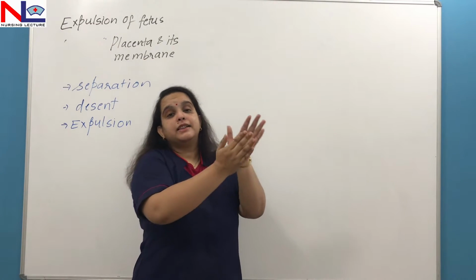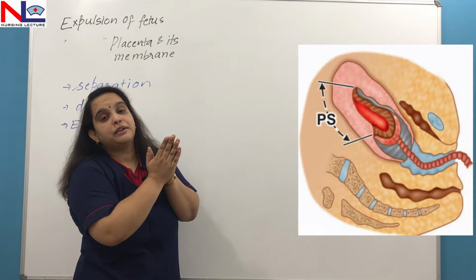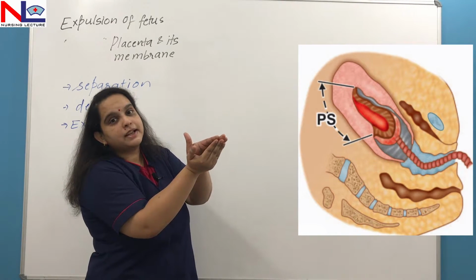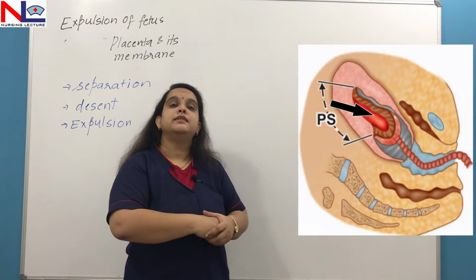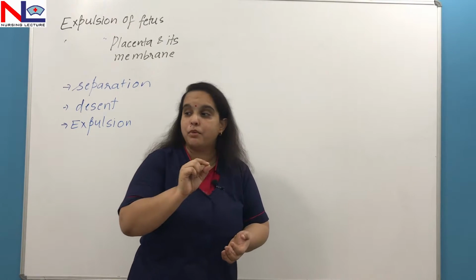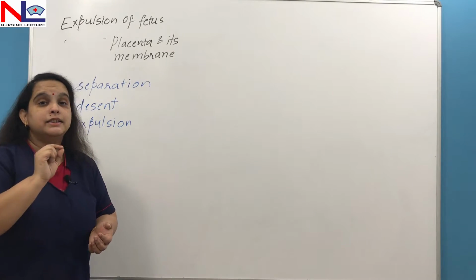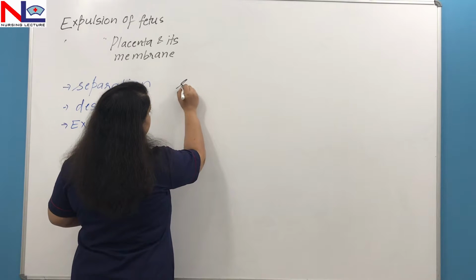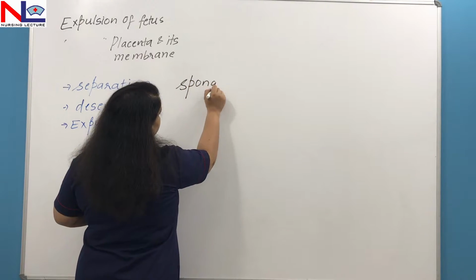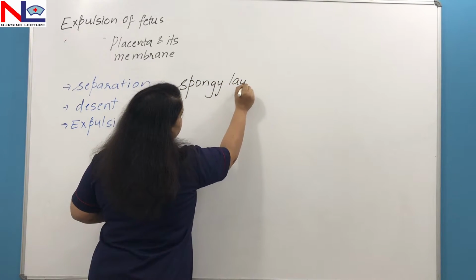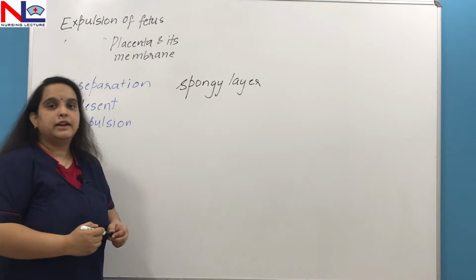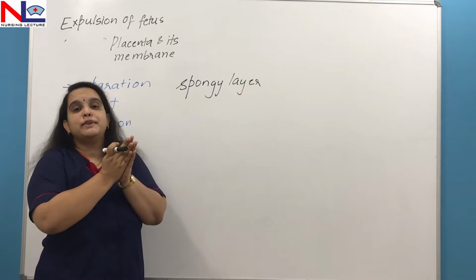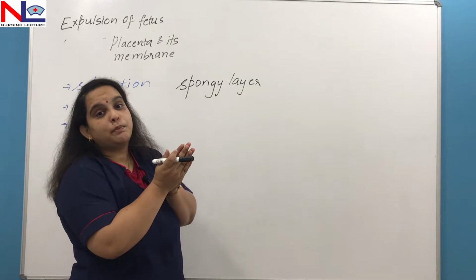So this placenta is attached with the decidua, the endometrium of the pregnant uterus, and it starts separating from this decidual lining. And what is the plane of separation? Very important. It starts separating from the spongy layer of decidua. It is very important. So the placenta is going to separate from this decidua spongiosum.